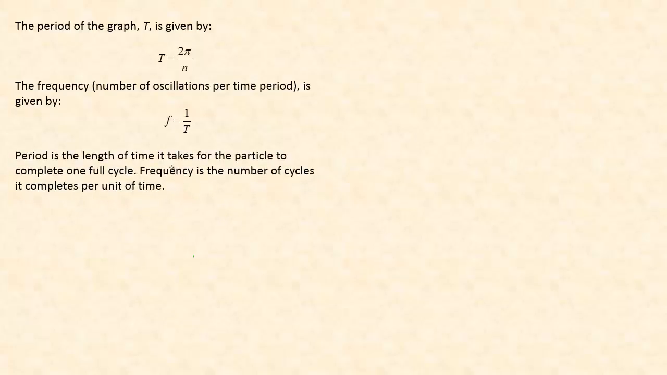So period is the length of time it takes for the particle to complete one full cycle. So that would be, if we start at the middle, going out to the end, back to the other end, and back to the middle. So that's the period, and frequency is the number of cycles it completes in a time unit. So if we had something that had a period of half a second, then it would do that in half a second, and in 1 second it would do that twice, so the frequency would be 2.